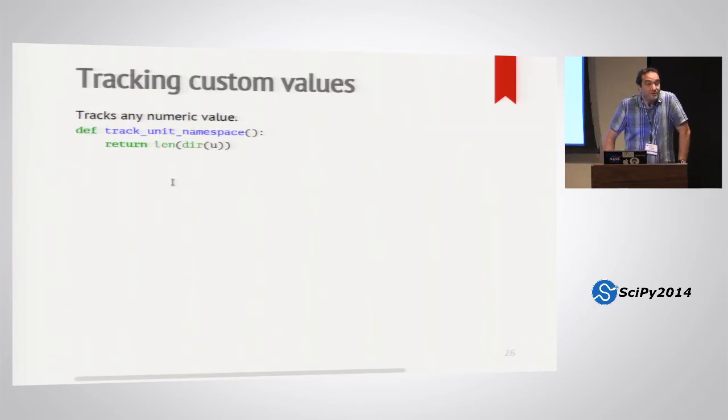You can also track anything you want. So if there's some other feature that's not time or memory, but you want to track how that's going, maybe the number of units that your library supports, you could track that over time, and it'll build a graph for you. All you have to do is return a numerical value.